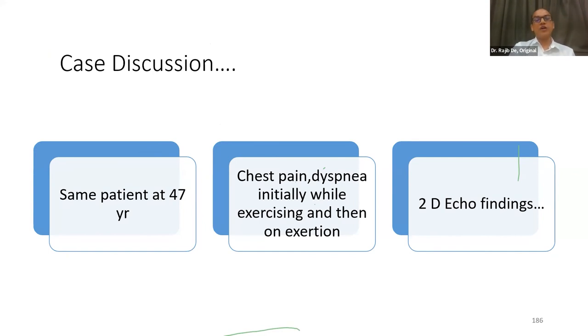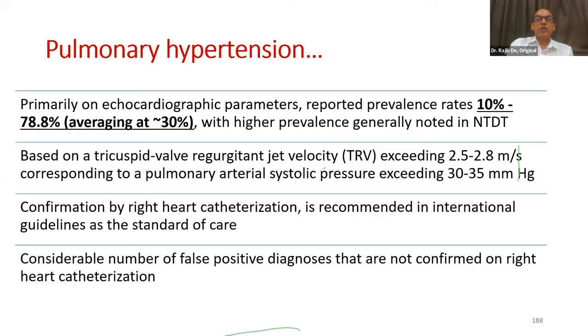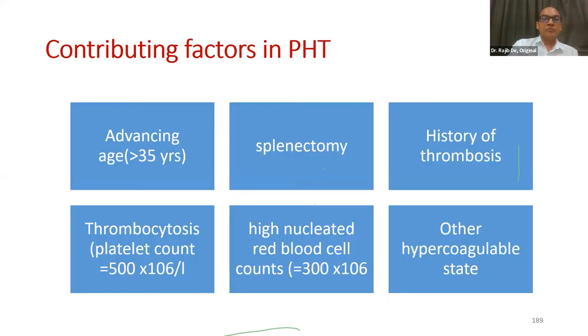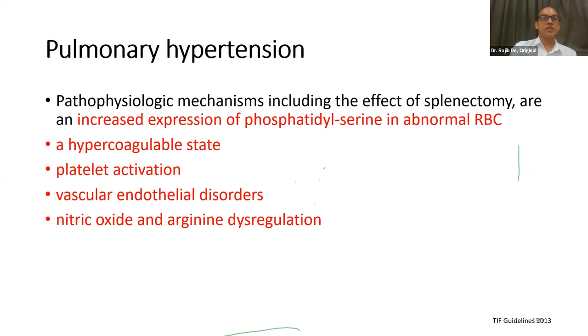This patient of thalassemia intermedia, 47 years old, may develop sudden onset chest pain and dyspnea, and echo may show features of pulmonary hypertension. There can be a pulmonary embolism also. On average, 30% of patients with NTDT may develop pulmonary hypertension. The range varies from 10 to 78.8%. It should be confirmed by right heart catheterization, but echocardiography, by assessing the tricuspid valve regurgitation, can also give an idea of pulmonary hypertension. Advancing age, splenectomy and history of thrombosis are contributing factors in pulmonary hypertension.